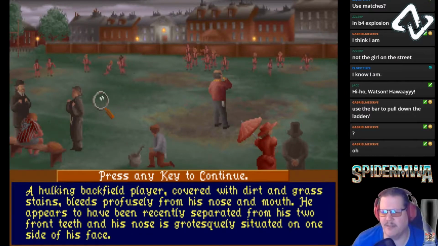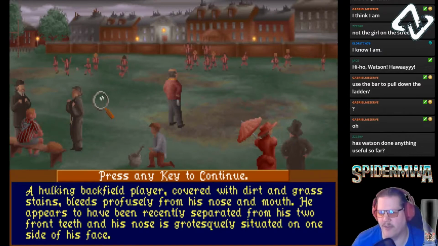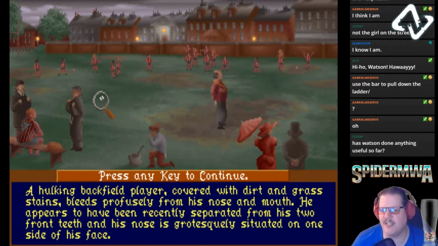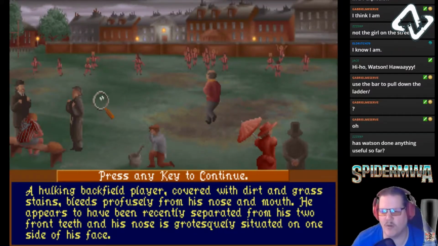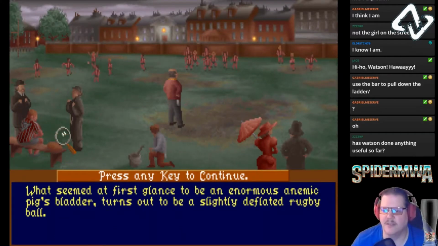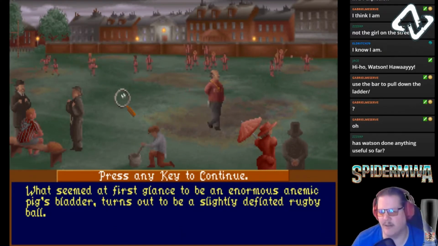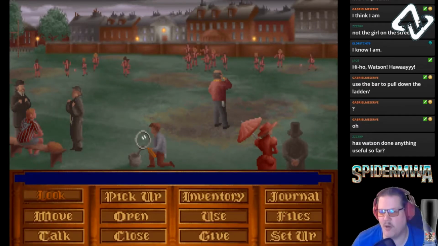A hulking backfield player covered with dirt and grass stains bleeds profusely from his nose and mouth. He appears to have been recently separated from his two front teeth, and his nose is grotesquely situated on one side of his face. That's rugby for you. What seemed at first glance to be an enormous anemic pig's bladder turns out to be a slightly deflated rugby ball.